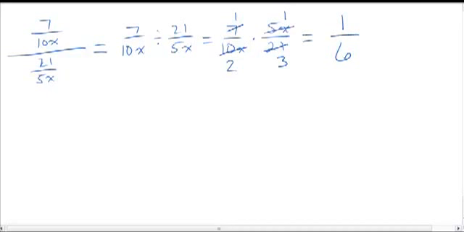But let's look at an example of a complex fraction that is a little bit more involved. Now this does not have any variables in it, but it looks goofy. It usually throws people off because it looks funny.